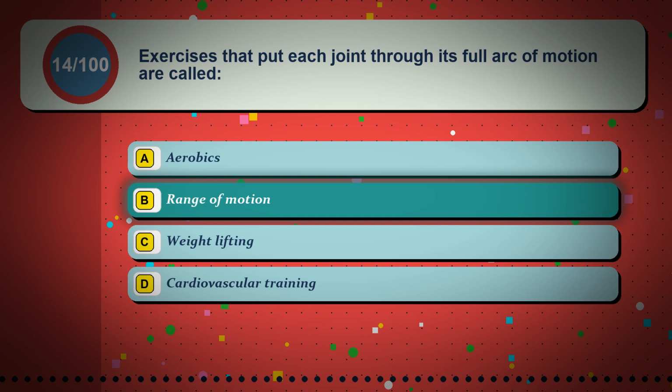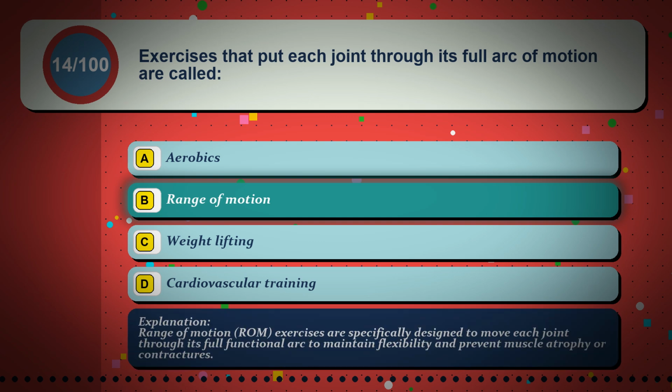The correct answer is option B. Range of motion. Range of motion, ROM, exercises are specifically designed to move each joint through its full functional arc to maintain flexibility and prevent muscle atrophy or contractures.